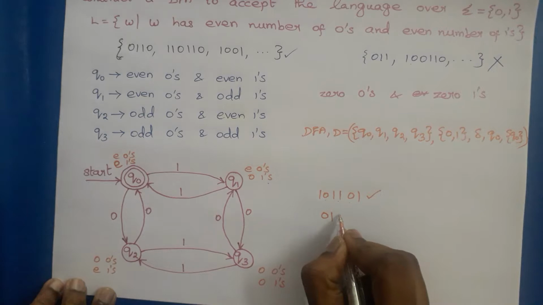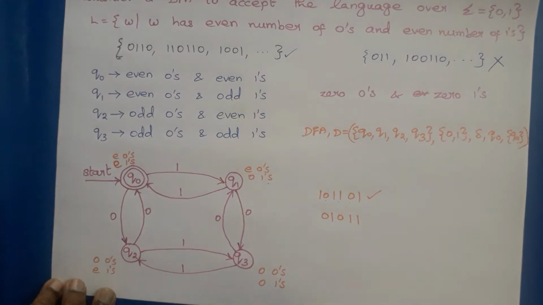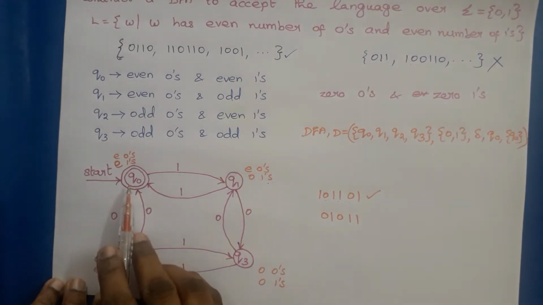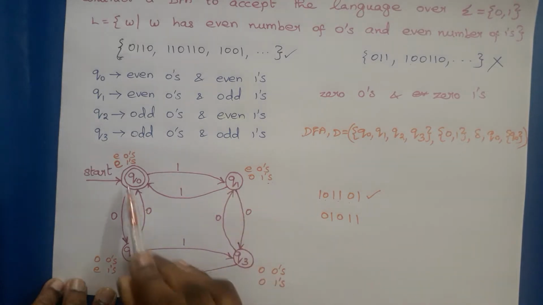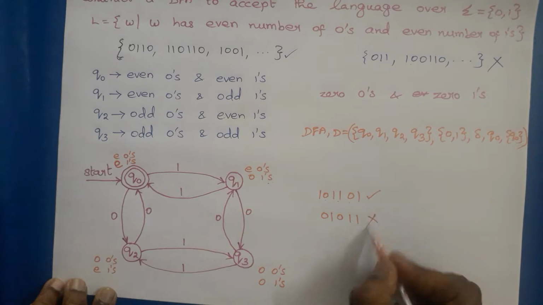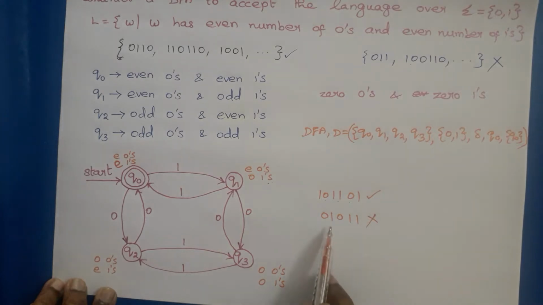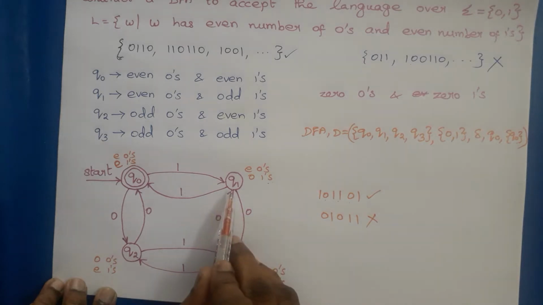Now we can consider another string. It has even 0s but odd 1s, so it should be rejected by our DFA. So 0 1 0 1 1. Since Q1 is not a final state, we can say that it is rejected by our DFA, and it has an even number of 0s and an odd number of 1s. So it ends with the state Q1.